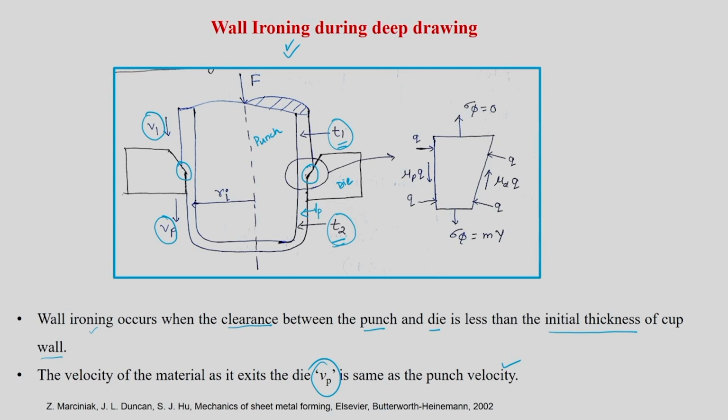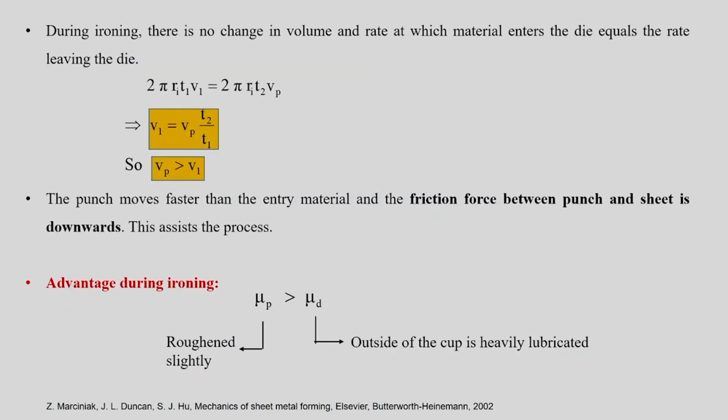Now, during ironing, since there is no change in volume, the rate at which the material enters the die equals the rate leaving the die. So we are going to bring in velocity, that is why V comes into the picture. The rate at which material enters the die will be the same at the initial and at any intermediate level. So you can write 2 pi Ri T1 V is equal to 2 pi Ri T2 into Vp.